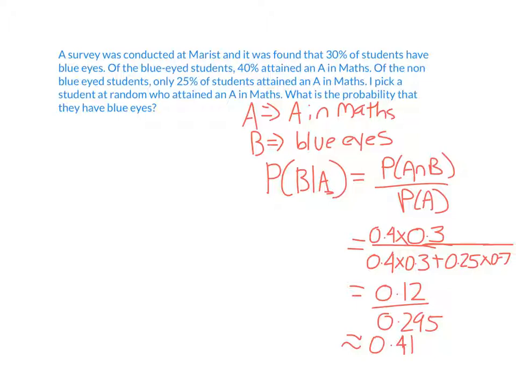And that's what we'd expect, because there was a higher proportion of students who attained an A who have blue eyes. We'd expect that the answer would be a little more than 30%. All right, so that's all there is to this.